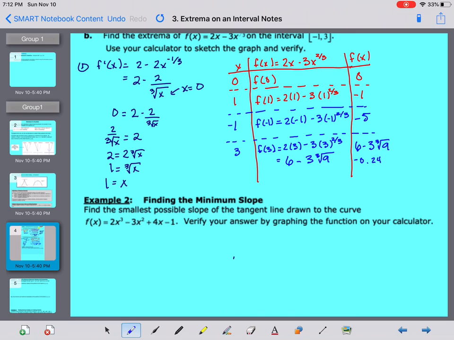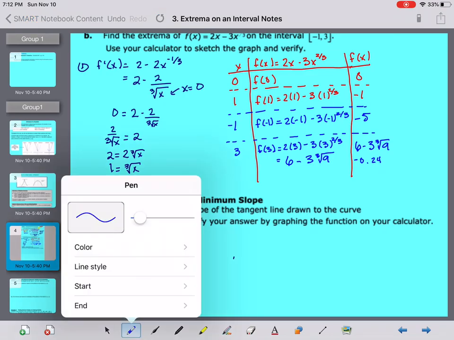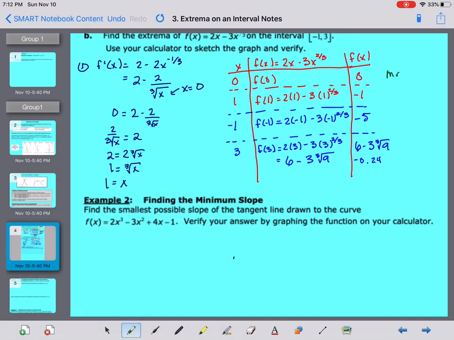Okay, so thinking of that and looking at all those values, what that means for me, let me get a different color, is that I really have a max of 0 at x equals 0, and I have a min of negative 5 at x equals negative 1. And it'd probably be a good thing to put absolute here. Okay, sorry about that.